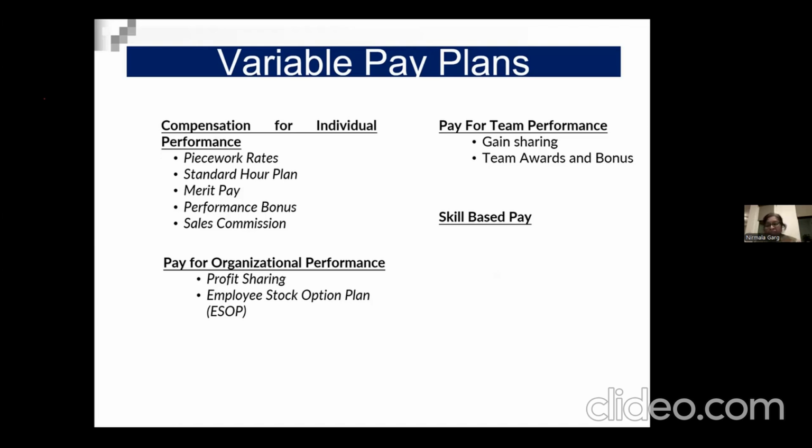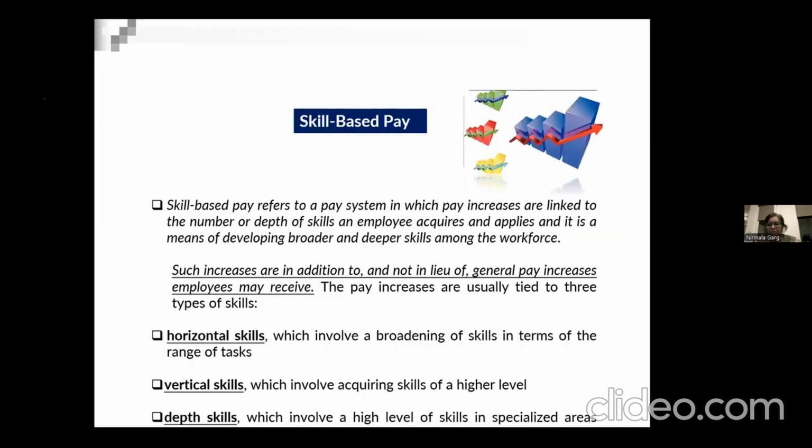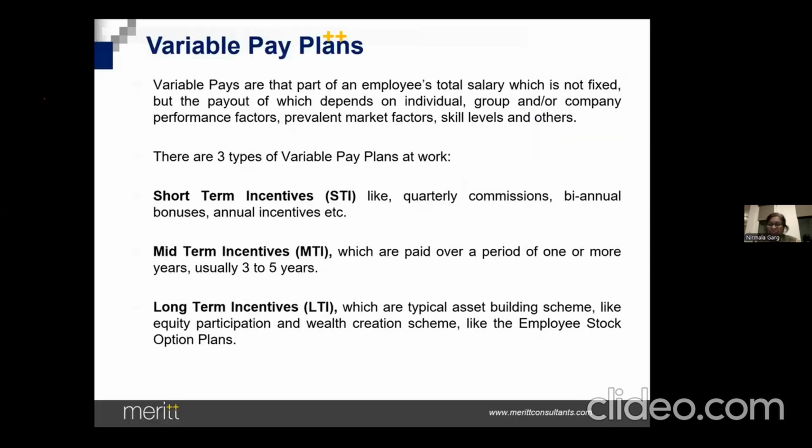Okay. Any clarification, guys? So these are the various kinds of variable pays we talked about: short-term incentives, mid-term incentives, and long-term incentives. Now tell me, what is the intent of a short-term incentive and what is the intent of a long-term incentive from the HR perspective? Quick, guys. Retention, for a long-term incentive.